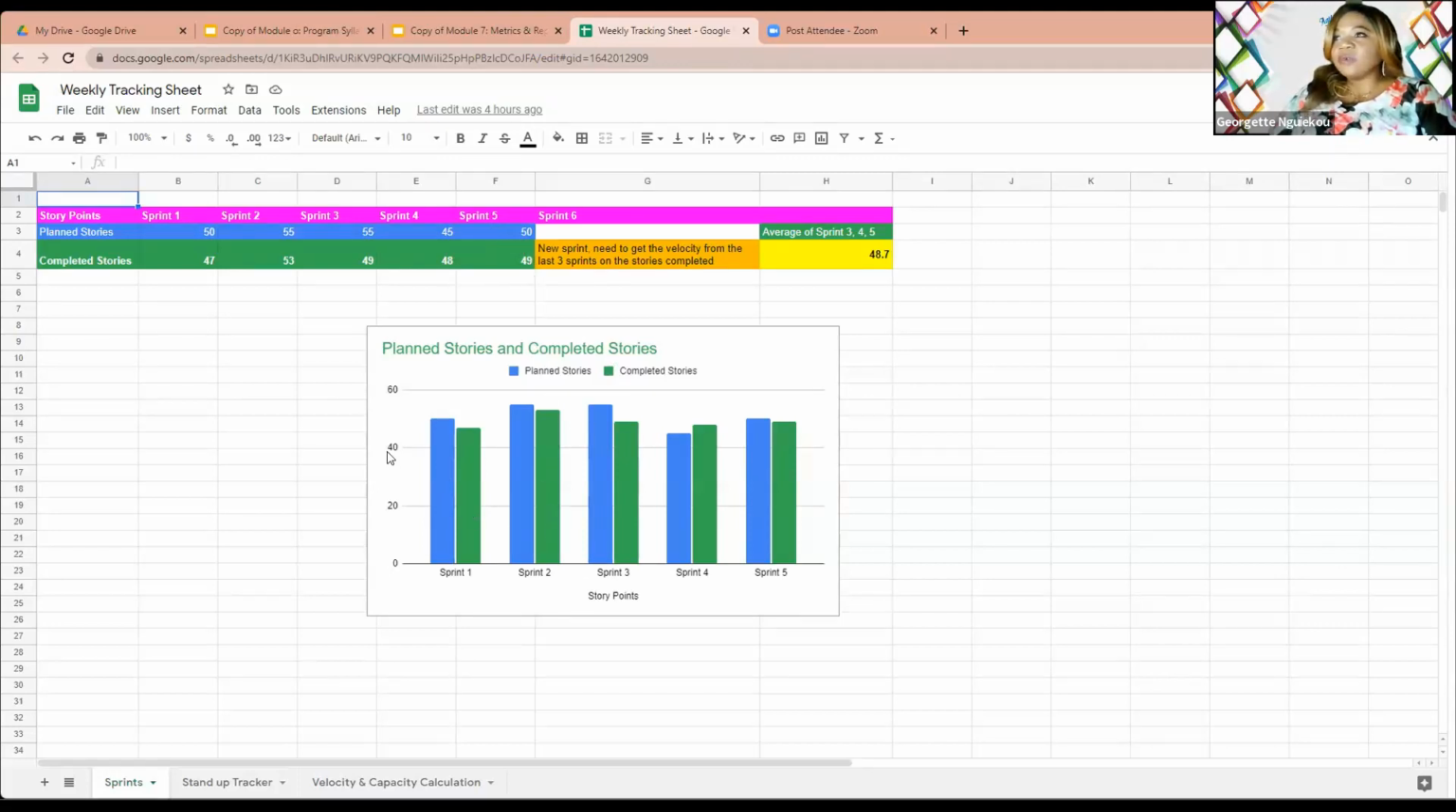So if you want to have the velocity of this team, let's say that it is a mature team, right? That means you average, and you don't pay attention to the one that was planned. You want to pay attention to the one that was completed. So if you take the last three, that means sprints 3, 4, 5, so 49 plus 48 plus 49, and you divide by 3, it is going to give you this number.